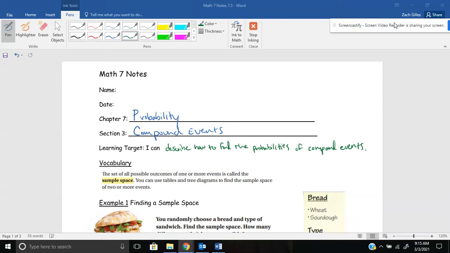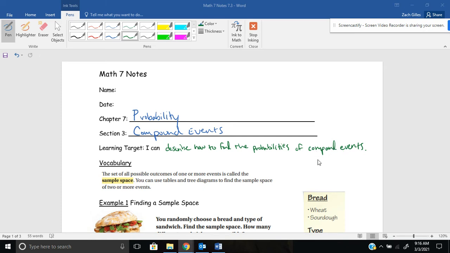Welcome everybody to 7.3. Today we're going to talk about probability and finding the probability of compound events. For our learning target today, we have: I can describe how to find the probabilities of compound events. Compound events means like two or more events.